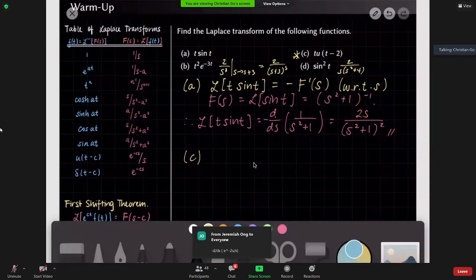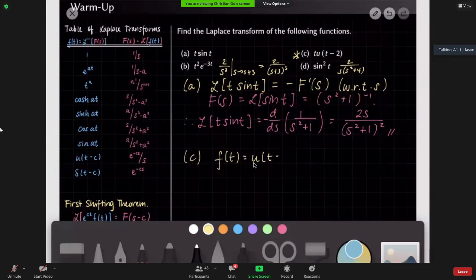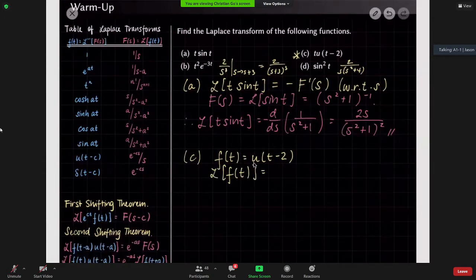So f(t) is t times u(t minus 2). When you take the Laplace transform, I think you're supposed to resolve the unit step first. So technically what it becomes is the Laplace transform of u(t minus 2), which is e to the minus 2s over s.